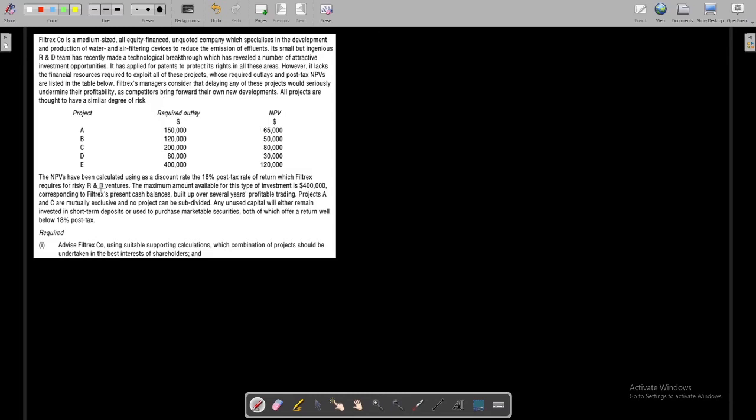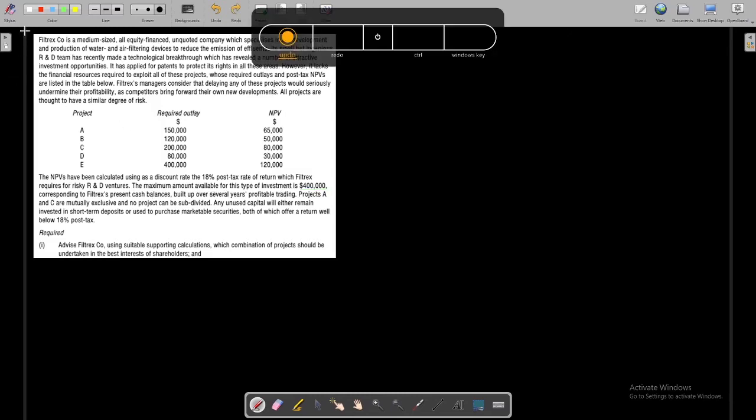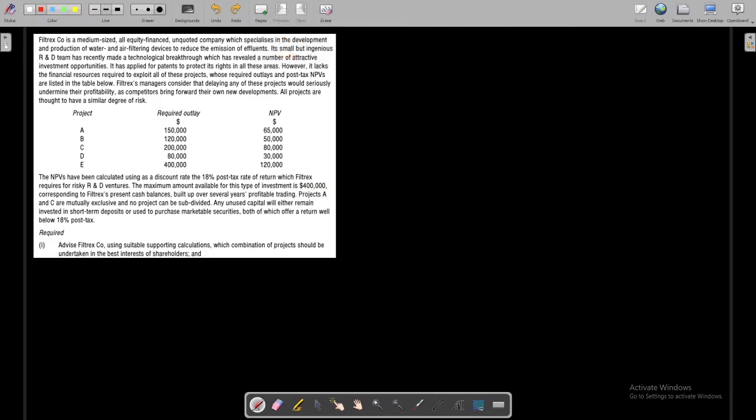The NPVs have been calculated using a discount rate, the 18% post-tax rate of return which Fictrex requires on risky R&D ventures. The maximum amount available for this type of investment is 400,000, corresponding to Fictrex's present cash balances. So that is the only amount they have for all the 5 projects, built up over several years of profitable trading.